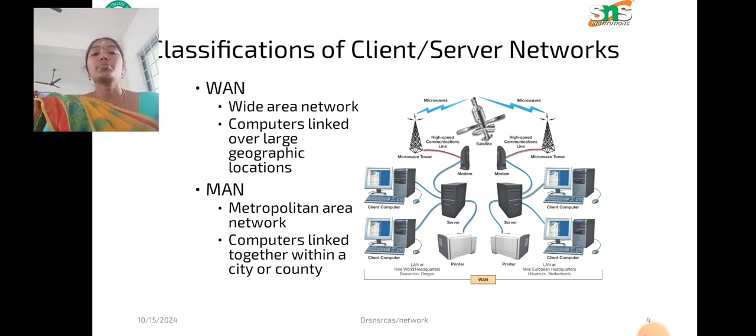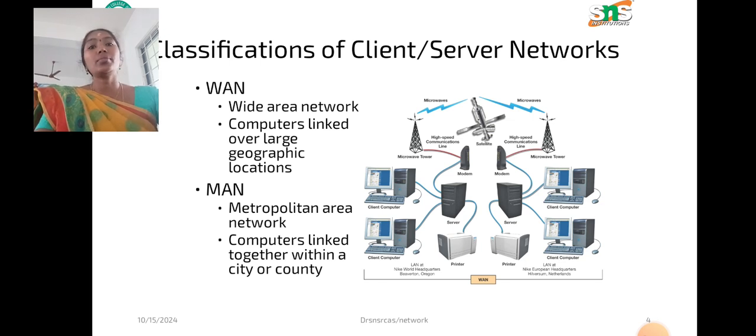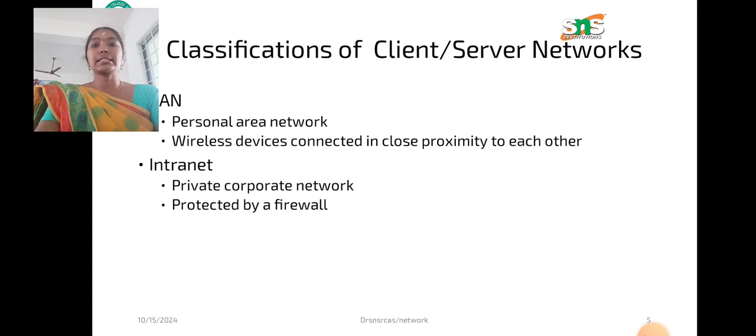And a MAN, the metropolitan area network, is where computers are linked together within a city or country. It covers one geographical location, and the MAN is connected to the city. For example, the Tamil Nadu government links everything, and that is a MAN. The Tamil Nadu government uses the link for birth certificates, death certificates, and all such details. We can represent this further because it's wide.